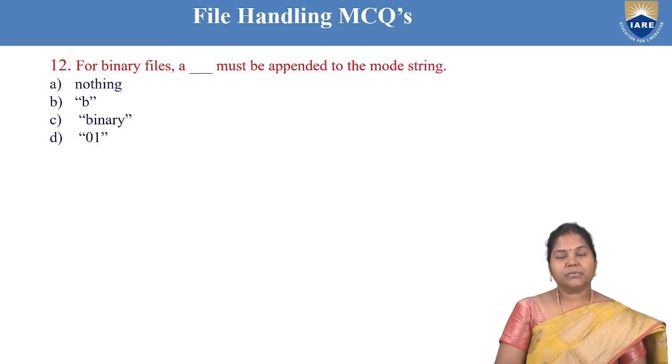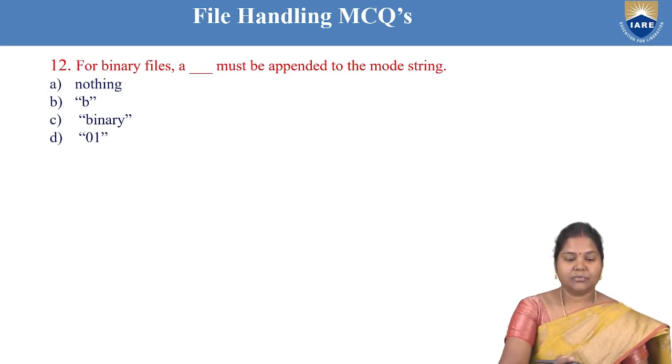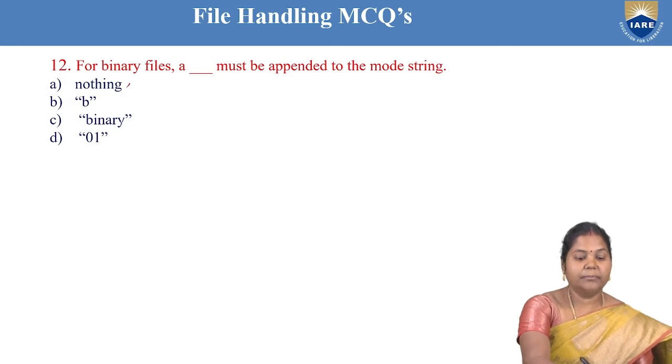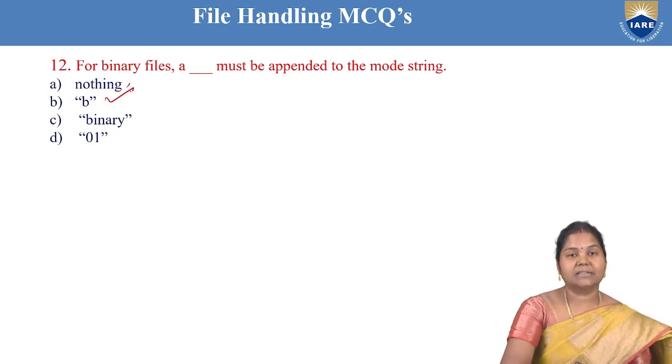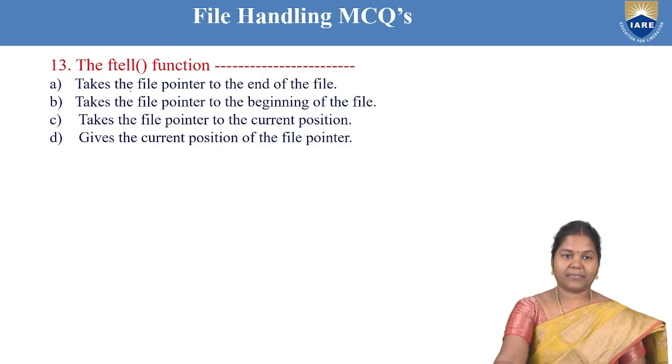Now, the next question is related to binary files. For binary files, a character must be appended to the mode string. If you append the character B, then the mode becomes binary. The options are nothing, B, binary, and 0, 1. So, the correct answer is B over here.